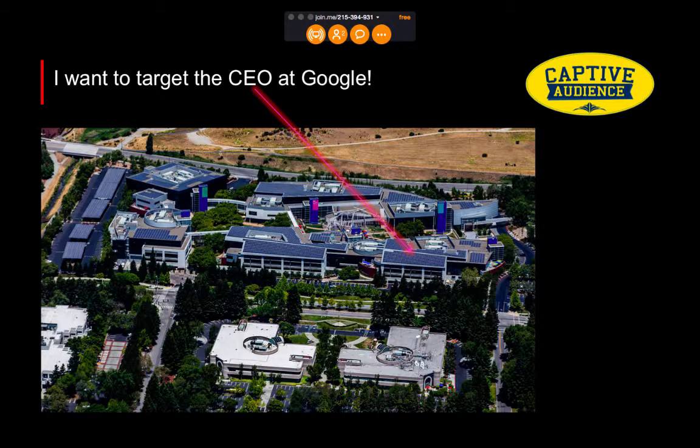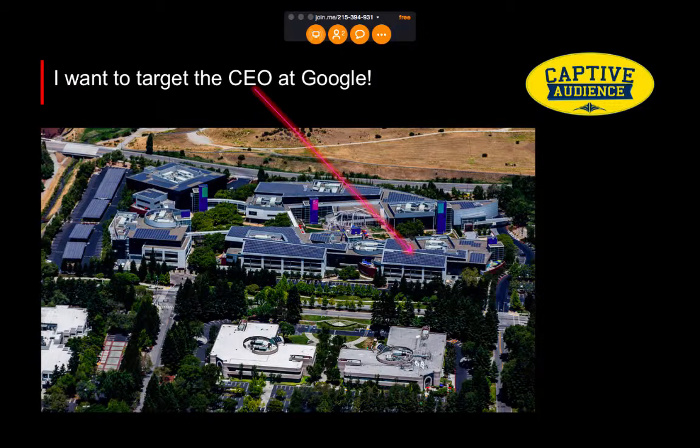Google's got a lot of employees, and if I wanted to reach just the CEO at Google, captive audience may seem like a good idea. However, if they have 5,000 employees there and I'm only looking to reach one of them, there is going to be a high amount of waste. And the likelihood of him seeing that ad is pretty low. And unless the messaging is so provocative that it goes viral internally, that it gets back to him, it's going to do you no good.